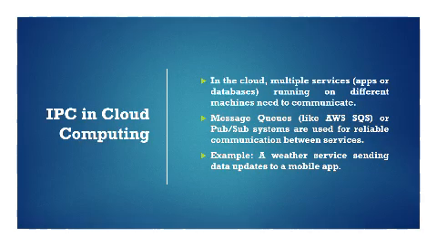IPC in cloud computing. In cloud computing, multiple services, apps or databases running on different machines need to communicate. Message queues like AWS SQS or Pub/Sub systems are used for reliable communication between services. Example: a weather service sending data updates to a mobile app. Key takeaway: IPC is crucial for distributed, real-time and cloud-based communication.